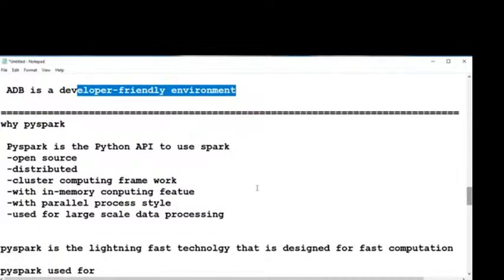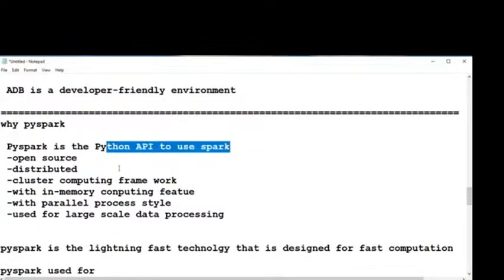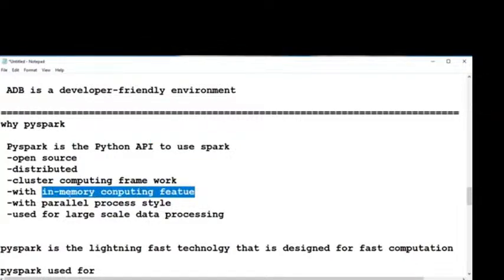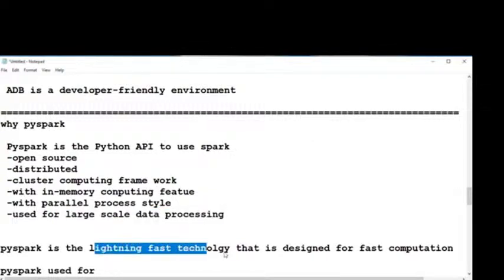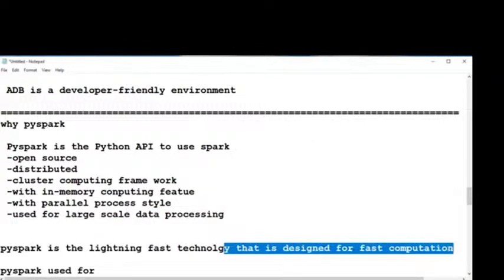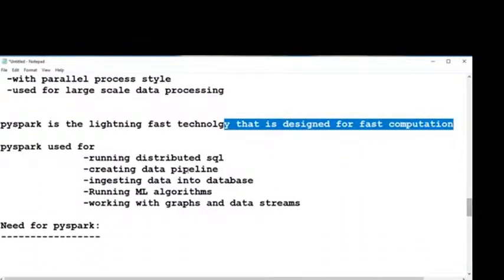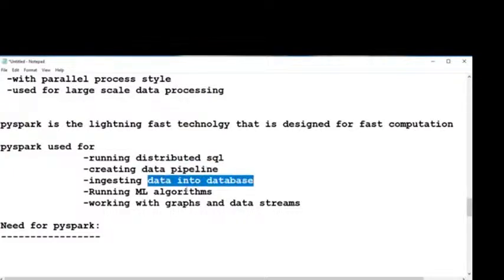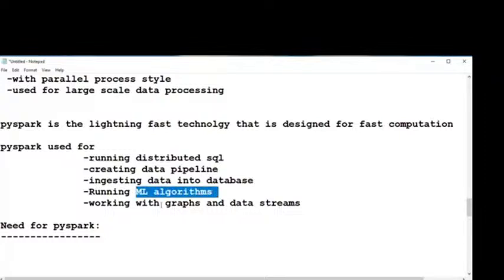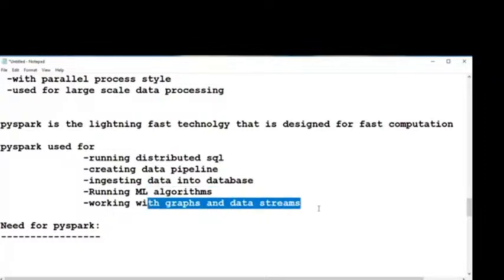So PySpark is a Python API to use Spark. It's an open source distributed cluster computing framework with in-memory computation features with parallel process style, used for large-scale data processing. PySpark is the lightning fast technology that is designed for fast computation. Generally, PySpark is used for running distributed SQL, creating data pipelines, ingesting data into the database, running ML algorithms, working with graphs and data streams.